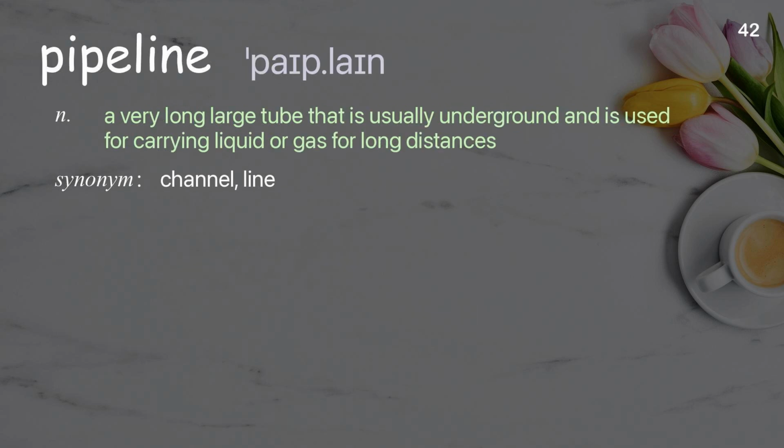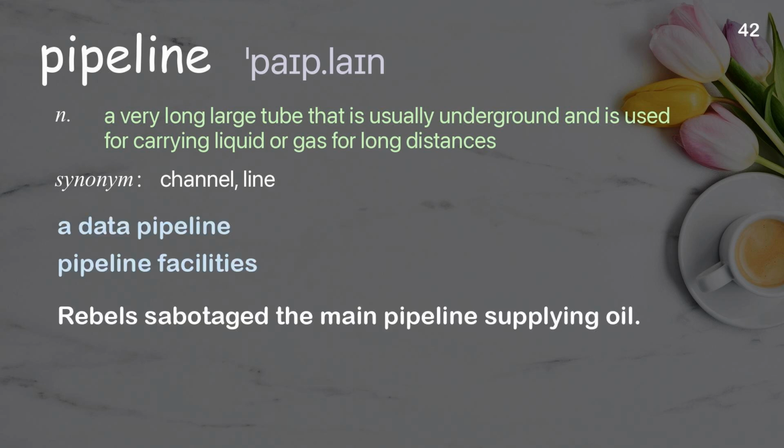Pipeline. A very long, large tube that is usually underground and is used for carrying liquid or gas for long distances. Examples: A data pipeline. Pipeline facilities. Rebels sabotaged the main pipeline supplying oil.